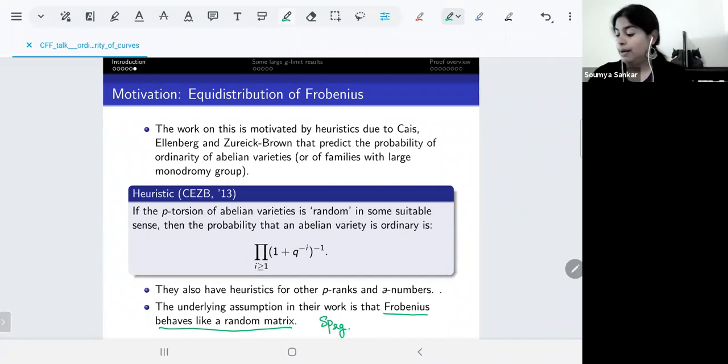Right. So somehow the behavior of Frobenius is governed by the behavior of this group Sp_2g as g goes to infinity, and then they predict that as g goes to infinity, maybe this is what is supposed to happen, that an abelian variety is ordinary with this probability. Okay, are there any questions so far?